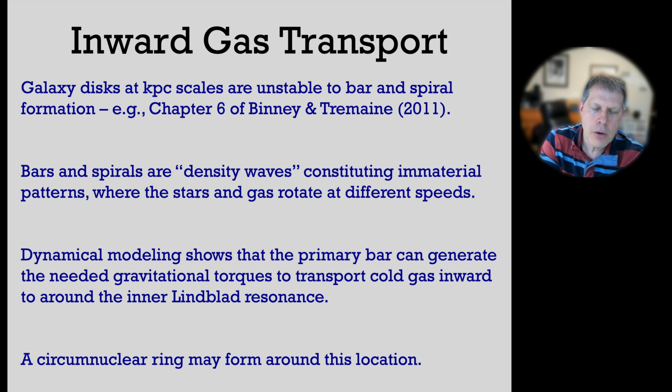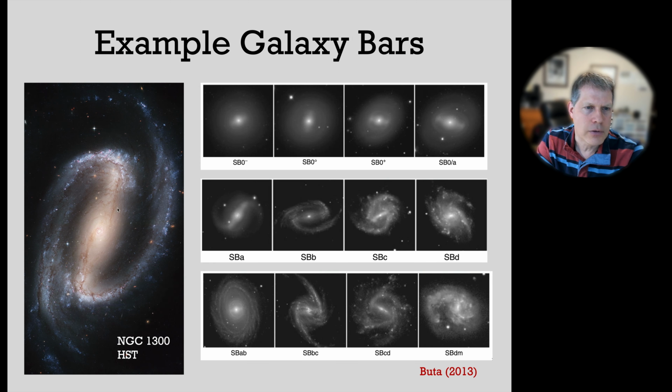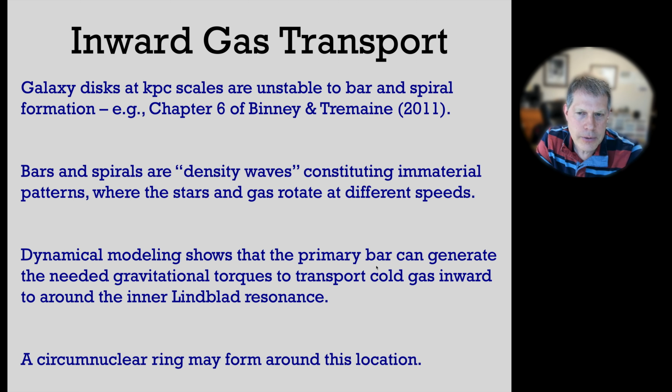Just to give a few essentials, though, bars and spirals are density waves constituting immaterial patterns in a galaxy where the stars and the gas rotate at different speeds. And dynamical modeling shows that the primary bar, so these large-scale bars shown in these diagrams, can generate the needed gravitational torques to transport cold gas inward to around the inner Lindblad radius, the inner Lindblad resonance. And at about that radius, a circumnuclear ring may form and be apparent. And indeed, given that this is an observational course, I now want to show you some observations of these circumnuclear rings.